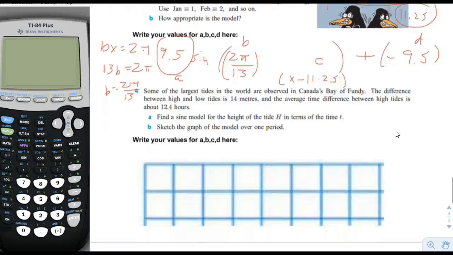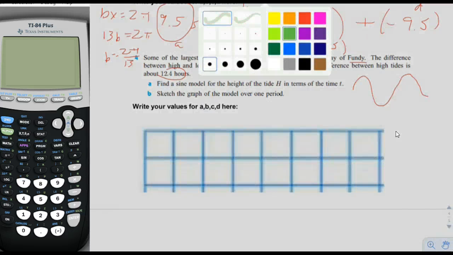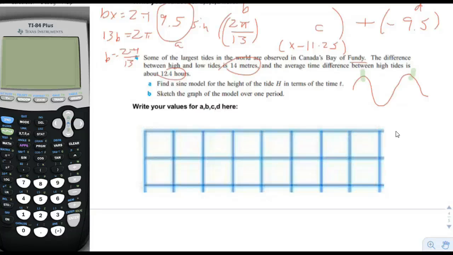Some of the largest tides in the world are observed in Canada's Bay of Fundy. The difference between high and low tides is 14 meters, and the average time difference between high tides is about 12.4 hours. So let's look at a sine wave here. High tides are at the peak. So they're saying the difference between two high tides is 12.4 hours. Guess what? That is a period because this is a full cycle of the sine wave here. So they're saying that's 12.4 wide. That's the period.